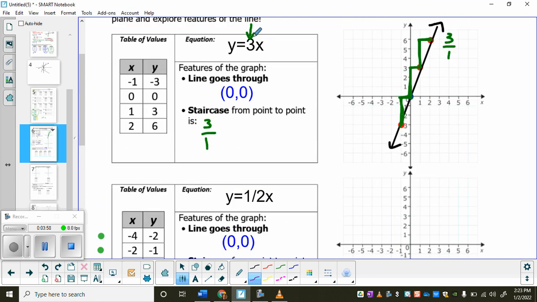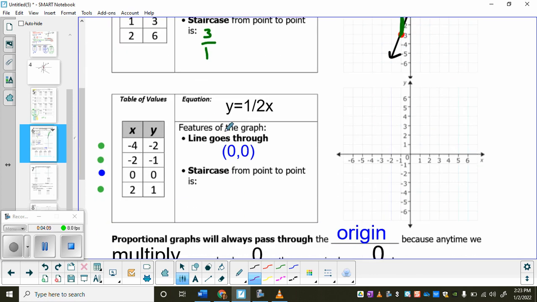All right, now let's look at the next proportional example. Now this one was just a whole number, but the staircase is still up 3 over 1. And I want to point out that 3 divided by 1 is just a 3, so it's okay that I write a 3 right here. All right, now for the next one.